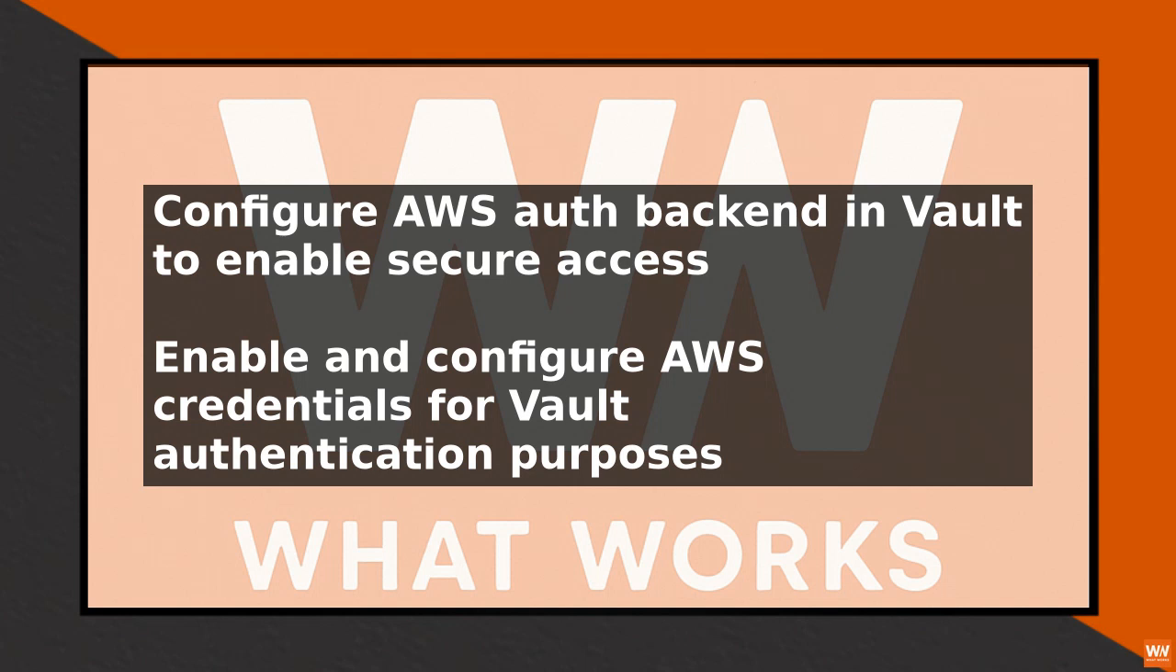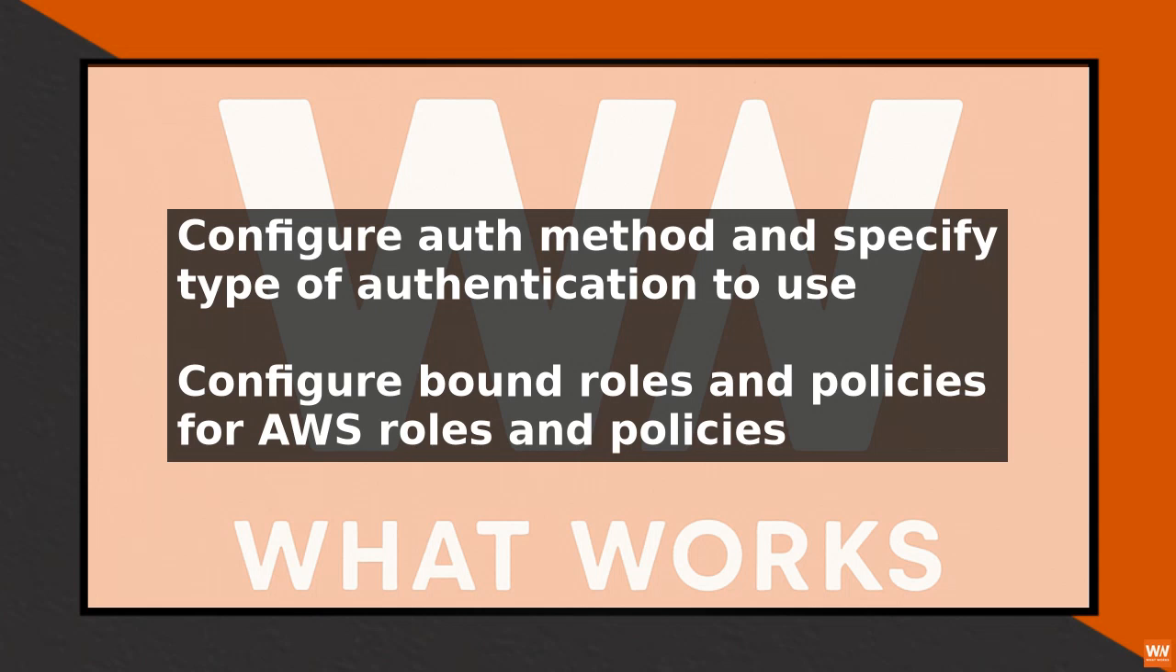Start by configuring the AWS Auth backend in Vault. This involves enabling the AWS Auth backend and configuring the AWS credentials that Vault will use to authenticate with AWS. Next, configure the AWS Auth backend to use the desired authentication methods such as IAM roles or EC2 instance profiles.